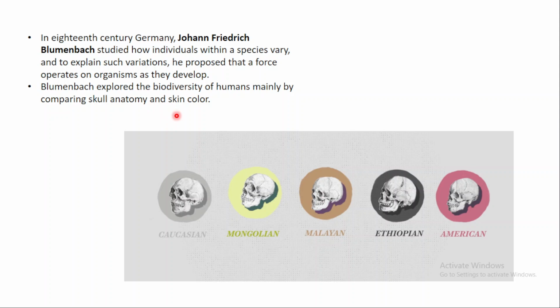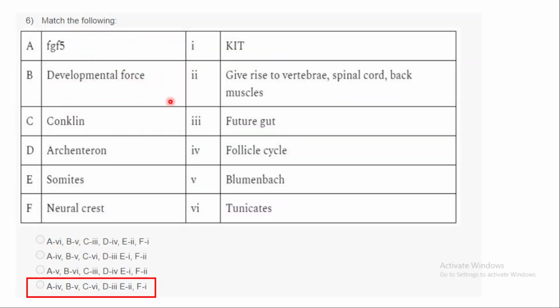So, what did Blumenbach do? He classified human beings on the basis of their skull anatomy and skin color into different populations, now known as different ethnicities: Mongolian, Caucasian, Ethiopian, and American, based on the skull anatomy, the shape and structure of the skull, and the skin color. And he proposed this theory of developmental force that causes such variations in a similar species in different individuals. So developmental force will match Blumenbach, B to 5.